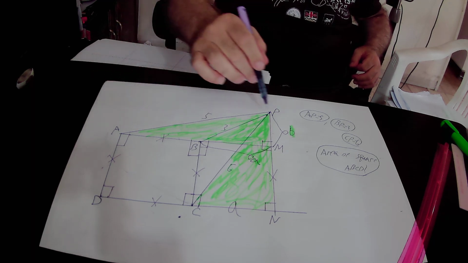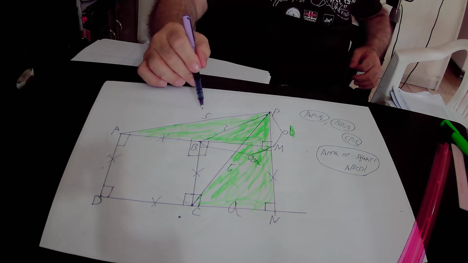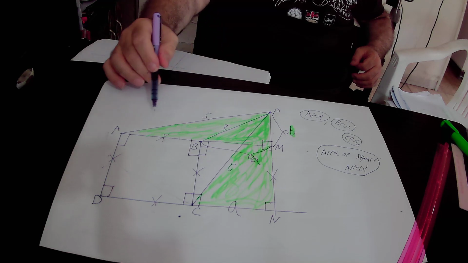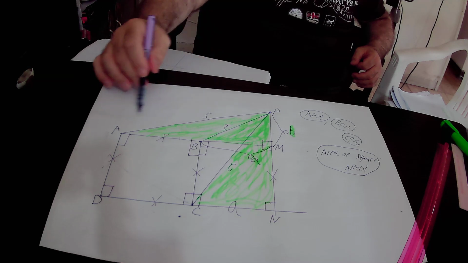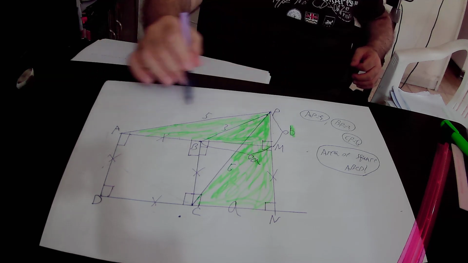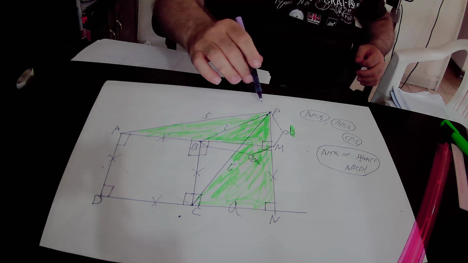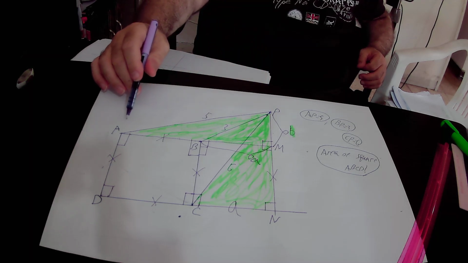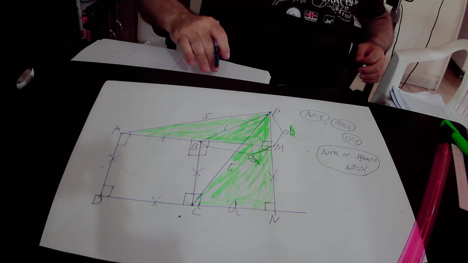Because if we focus on the right triangle APM, the hypotenuse AP equals 5 units. And the hypotenuse is the biggest side in any right triangle. So the hypotenuse AP is the biggest side in the right triangle APM. That is to say, AP is bigger than AM. And if AP is bigger than AM, let alone that AP is bigger than AB, which is part of AM. So here AP, which is equal to 5 units, is bigger than AB, which is equal to x.